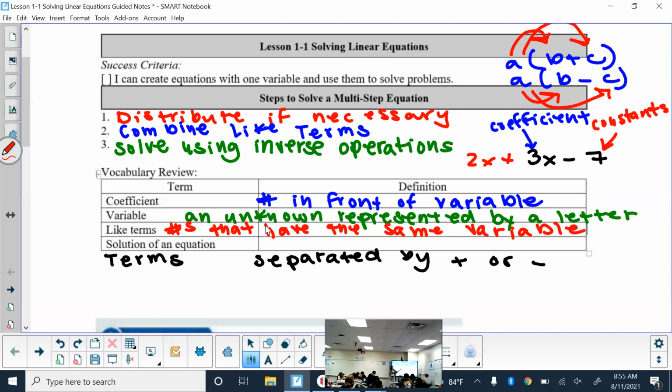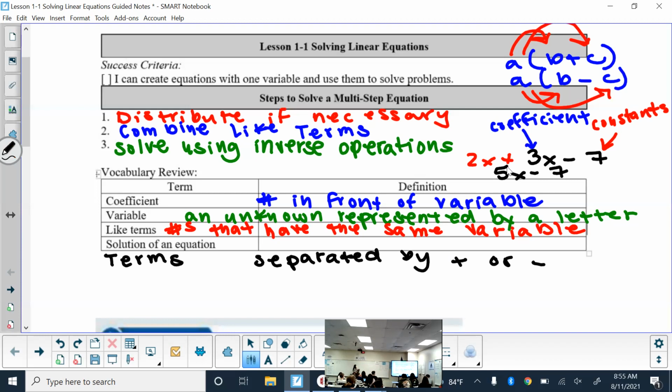So if I said what's 2x plus 3x, what would you tell me? 5x. So notice that the variable doesn't change, it doesn't become x squared or something. You just combine the coefficients, so the numbers in front. Does that make sense?